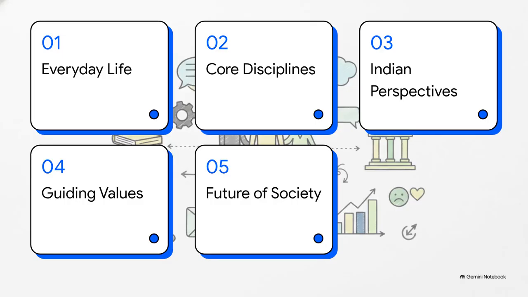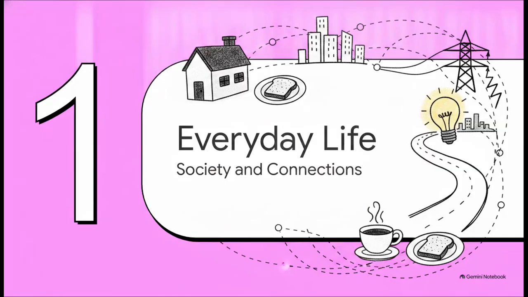So, here's our roadmap for today. We'll start with everyday life and society, move on to the 4 core disciplines, check out Indian perspectives and traditions, discuss the values guiding social science, and finally, look at the future of society. All right, part 1. Everyday life and society.